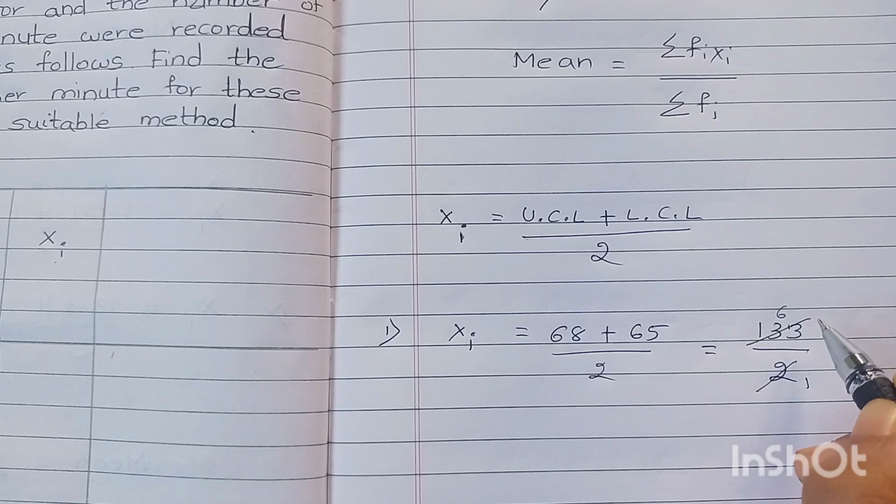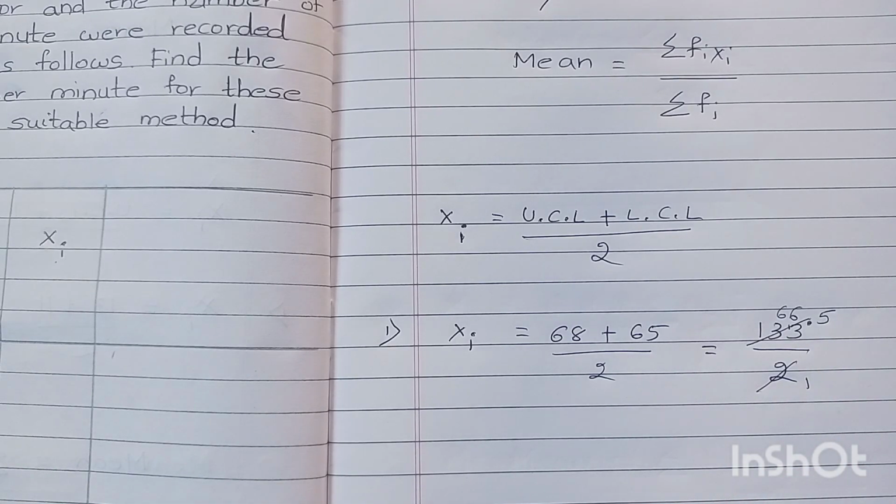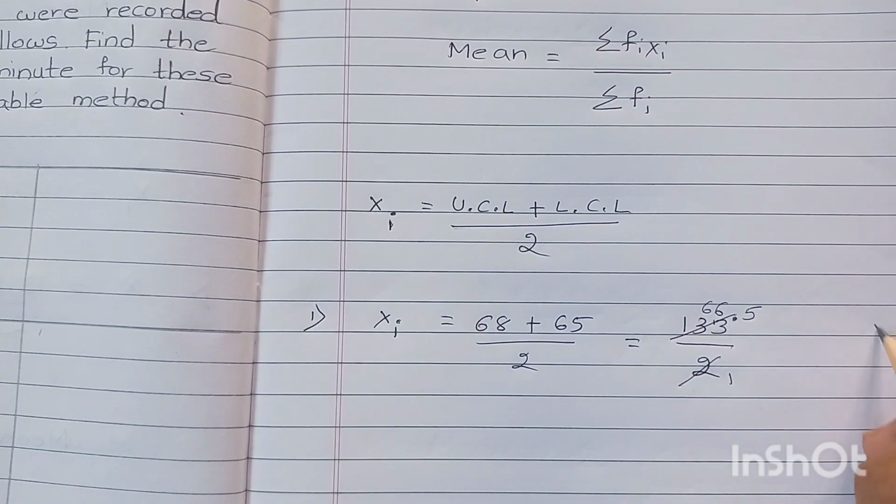Then 2 6s are 12, 1 remains. Here point, 2 5s are 10. That is 66.5. Here for you, if it is easy, you can do it like this. Suppose you get confused by cancelling like this, then you can use the division algorithm method.